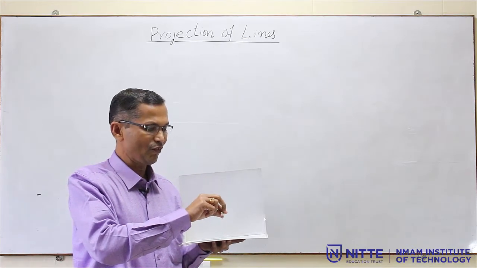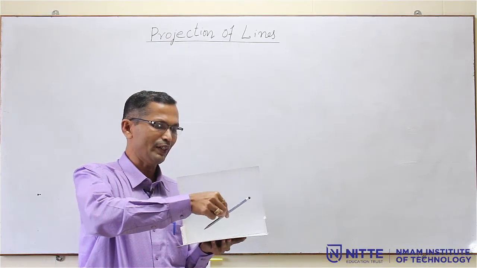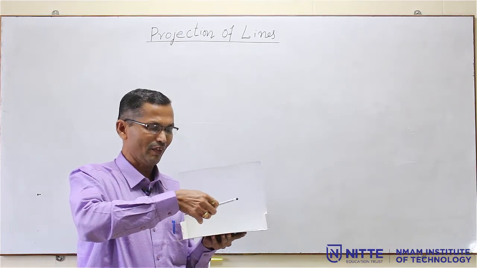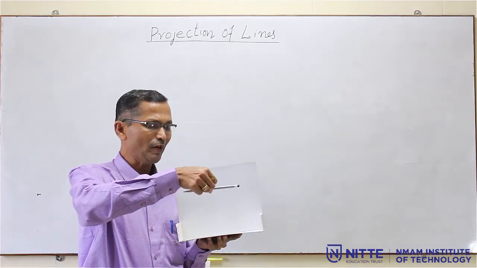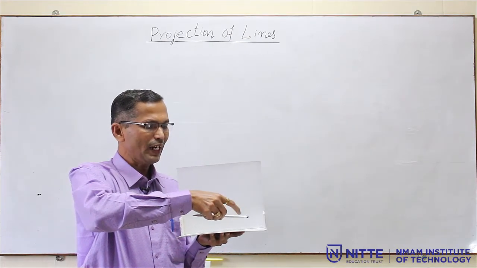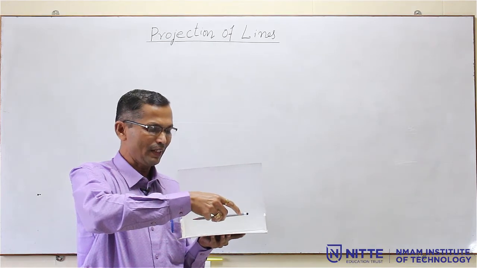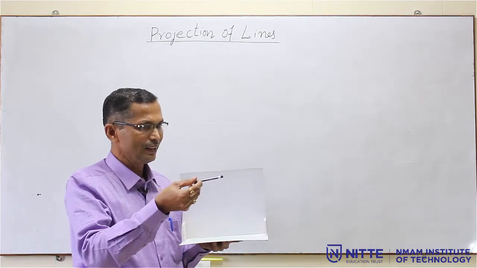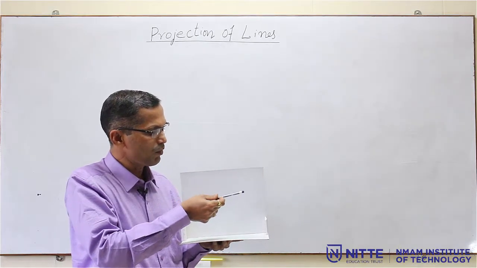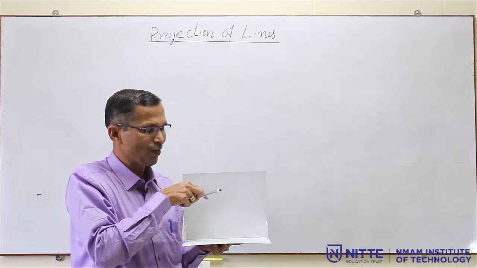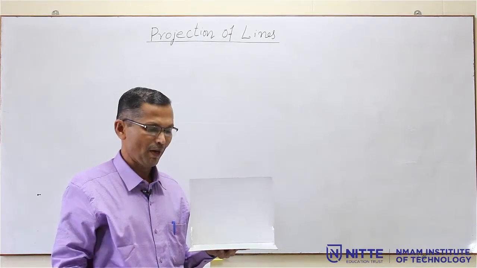There is a meaning of that. If I hold it like this, it is not parallel to HP, because end A is at a different distance and this length is also different. If the straight line is parallel to HP, it means both ends, that is end A and end B, are at equal distance from HP. Similarly, if this straight line is parallel to VP, it means both end A and end B are at equal distance from VP. That is the meaning of parallel.